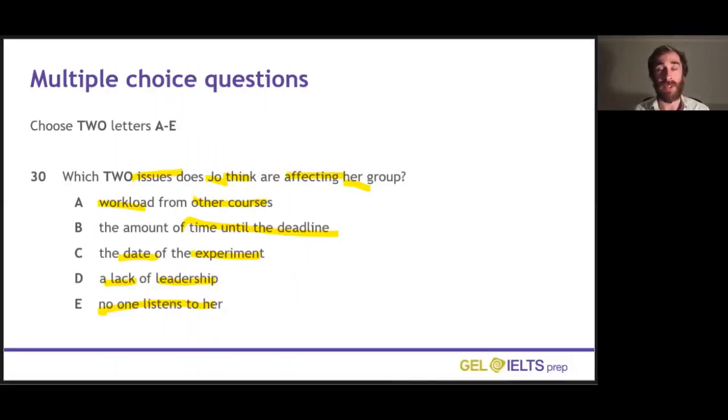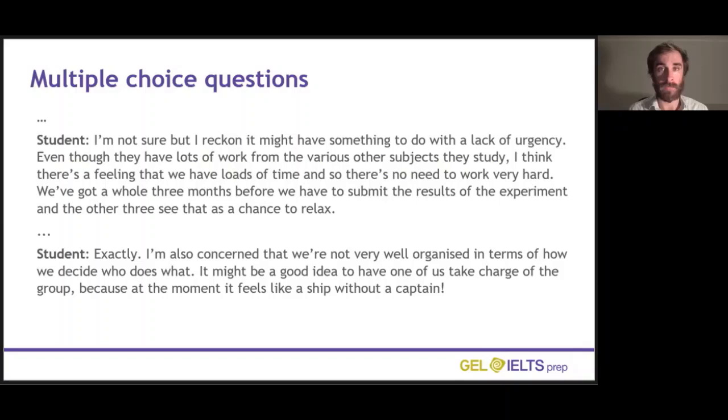Okay, well done if you got those correct. Don't worry if you didn't get all of them. The correct answers were B, the amount of time until the deadline, so that was an issue that Jo thought was affecting her group, and D, the lack of leadership, so Jo thought that was another problem for her group. Now we're going to look at the audio script and see if we can find those answers and pick out the distractors as well. Here's the audio script.